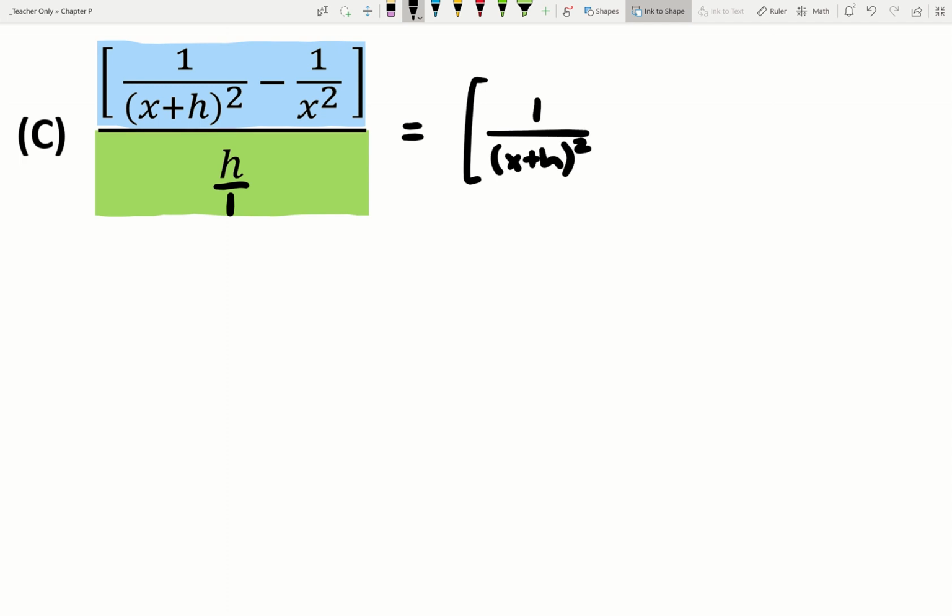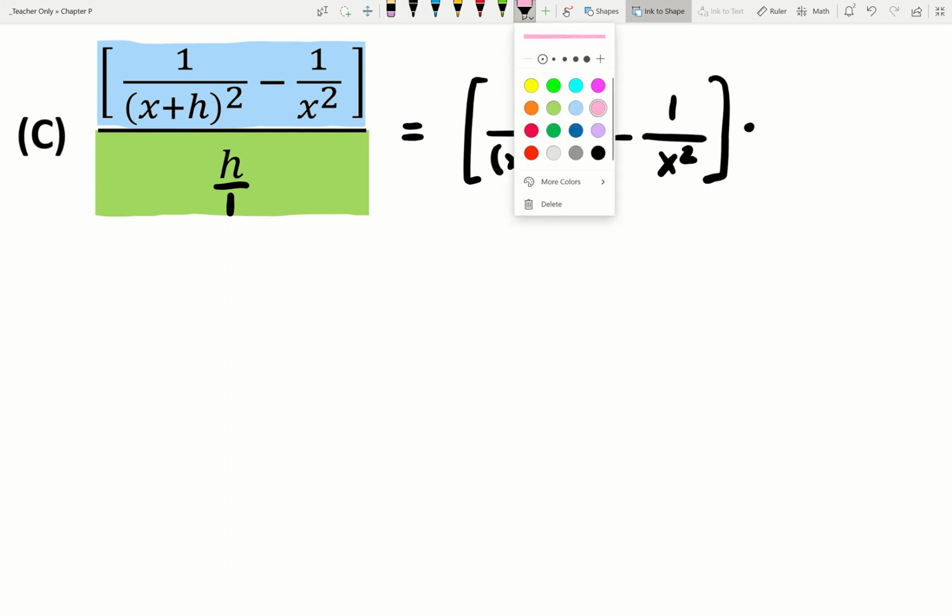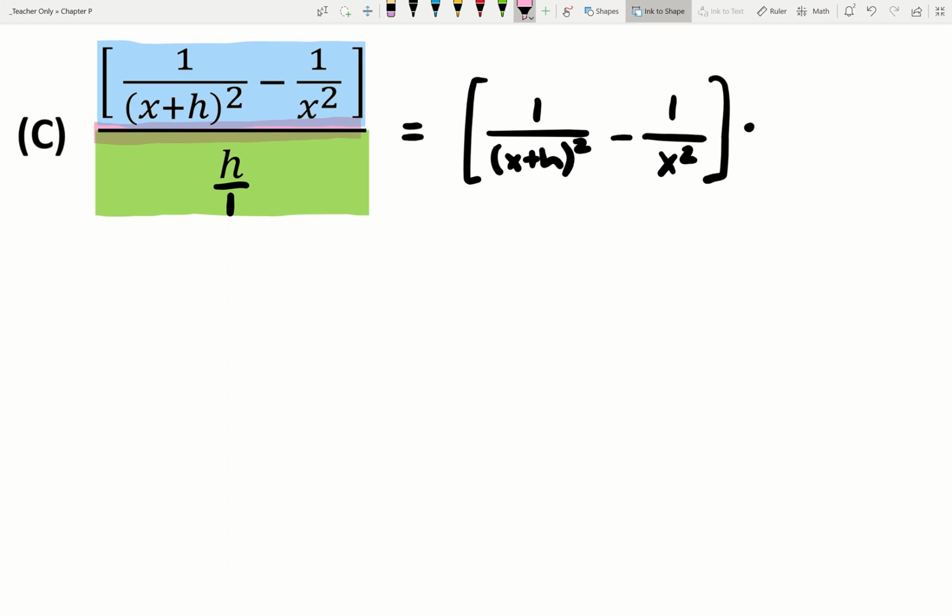So I'm going to go ahead and write out the numerator, the thing that's on top. So that's 1 over the quantity x plus h squared, all minus 1 over x squared. And then if I'm going to go ahead and change this to multiplication by the reciprocal, then again, here's what I'm doing. I'm taking this fraction bar right here. I'm going to go ahead and change that to multiplication as long as I do it by the reciprocal, and that's going to be 1 over h.